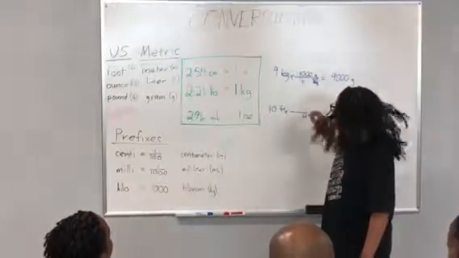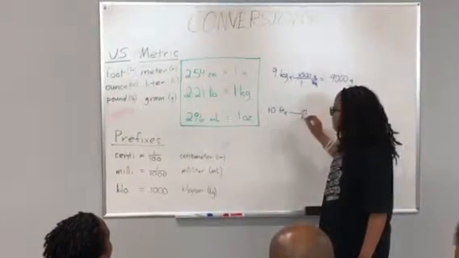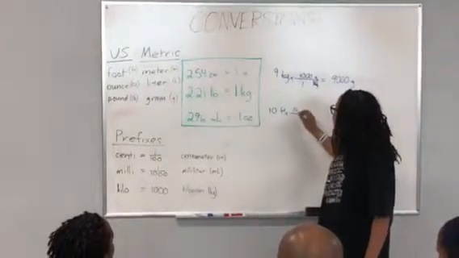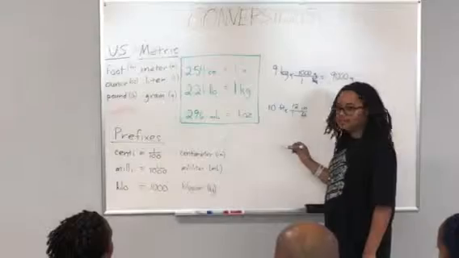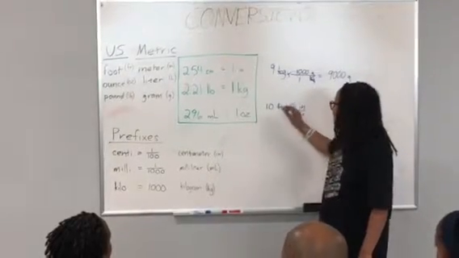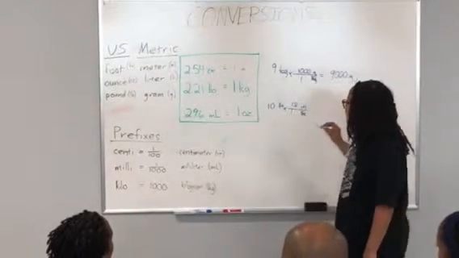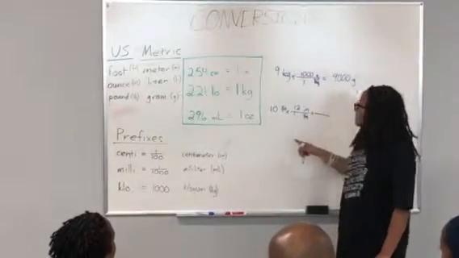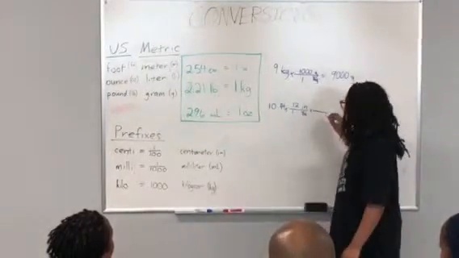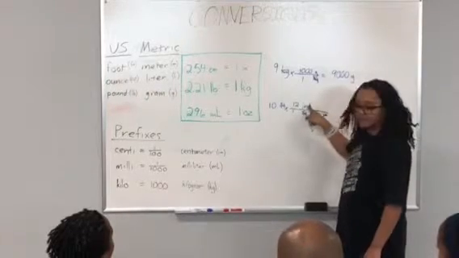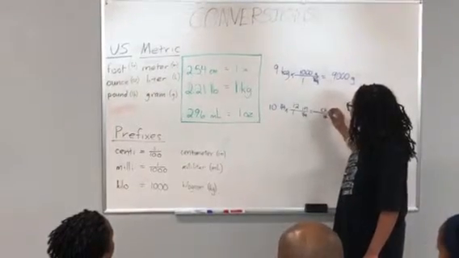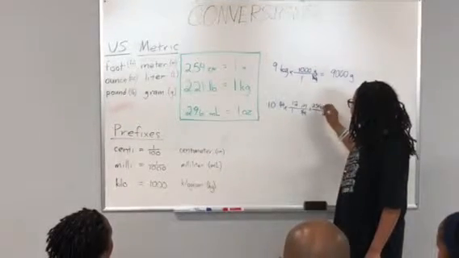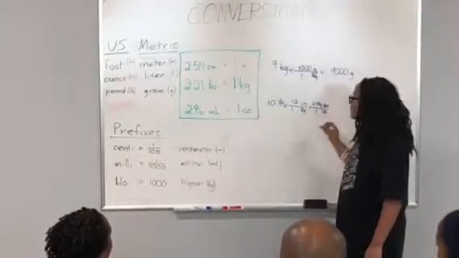So first, feet to inches. Feet goes on the bottom, inches goes on the top, and we know that there are 12 inches in 1 foot. And we do this, and then feet on top and on bottom cancel out. Then we could do another times a line. And then this time we do inches to centimeters. Inches on the bottom because it's on the top, and then centimeters over here. And then we do 2.54 centimeters in 1 inch.